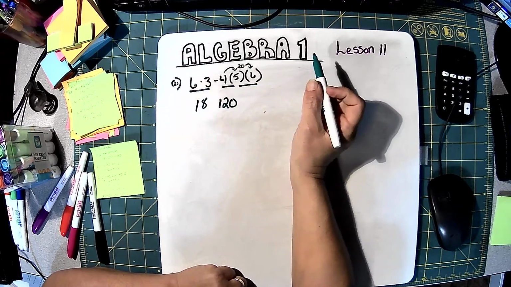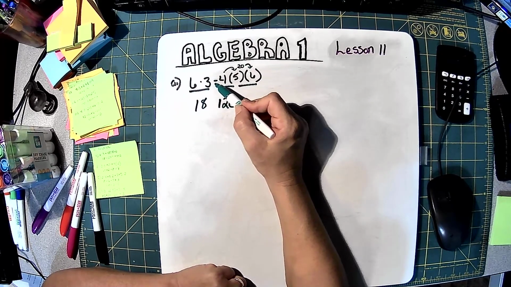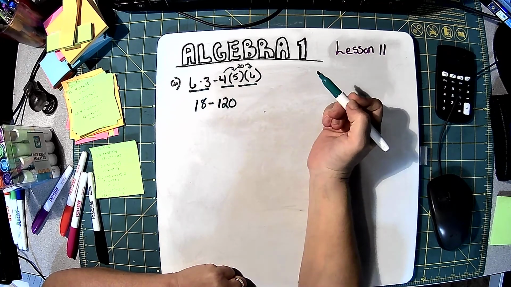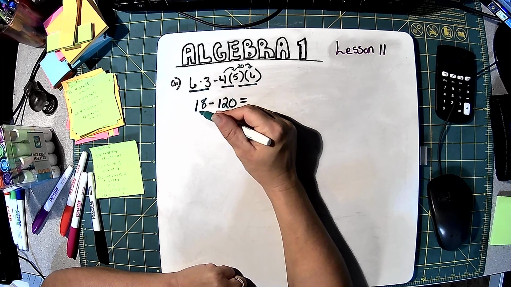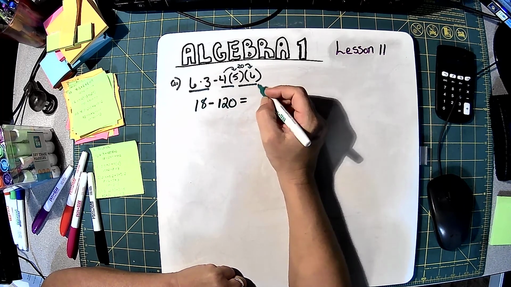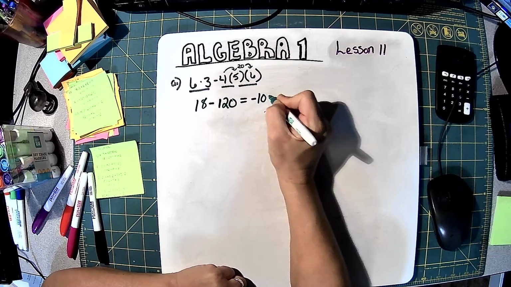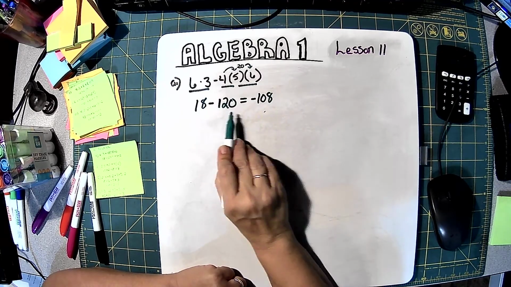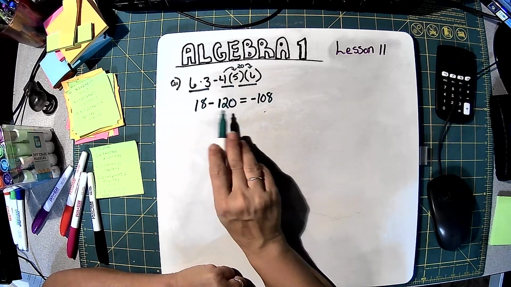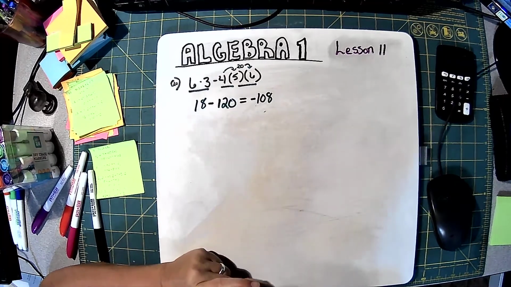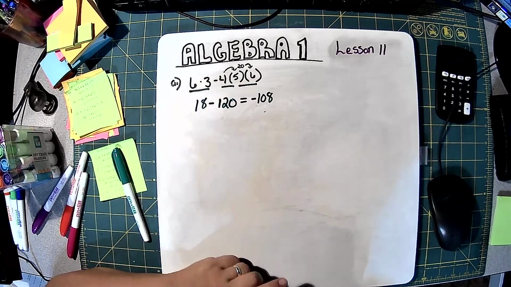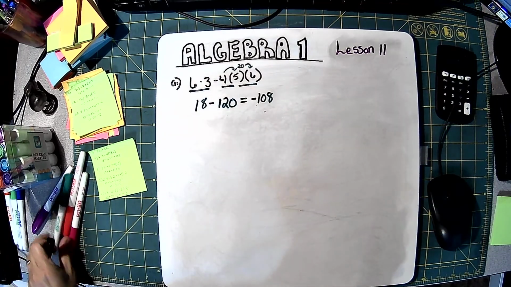Now, is this going to be positive or negative? Well, I have one negative sign here, so that means that all this is negative. 120 minus 18 would be negative 108. Oh, well, it's 18 minus 120. So I have $18, but I want to spend $120. I'm going to have to borrow 108 from my mom. All right, so that was A.